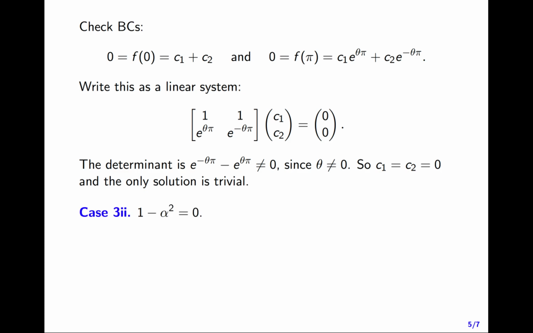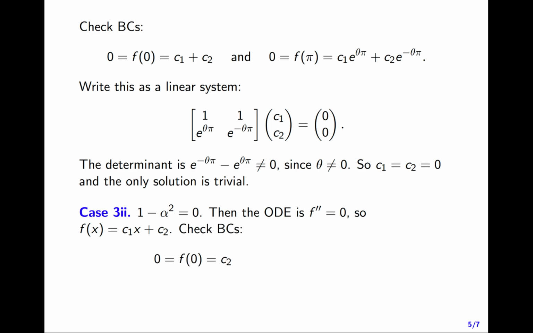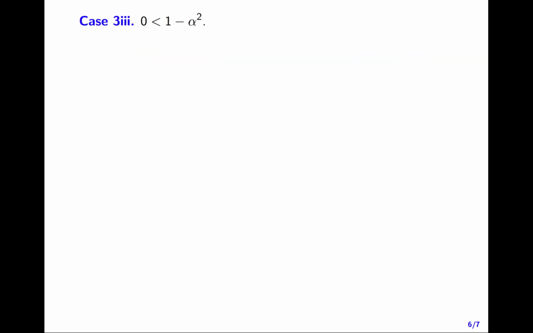Case 2, 1 minus alpha squared equals 0. In that case, the ODE reduces to f double prime equals 0, so its solution is f of x equals c1 times x plus c2. We check the boundary conditions. 0 has to be f of 0, which we know is c2, and 0 has to be f of pi, which is c1 times pi, since c2 is 0. So of course that means c1 equals 0, and c2 is 0, and f is trivial. Nothing interesting here.